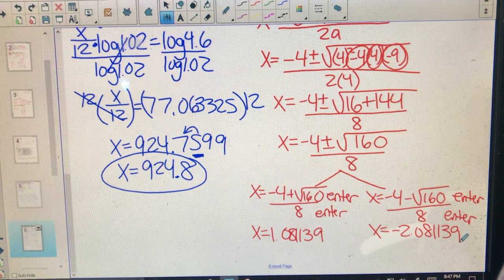Again, mine might be rounded a little early. It's just because of the calculator setting on mine. When I round this to the nearest tenth, I look 2 places after the decimal point. That 8 does bump that 0 up, so one of my answers is 1.1. And then this next one, again, the 8 bumps that 0 up to a 1, and my other answer is negative 2.1.